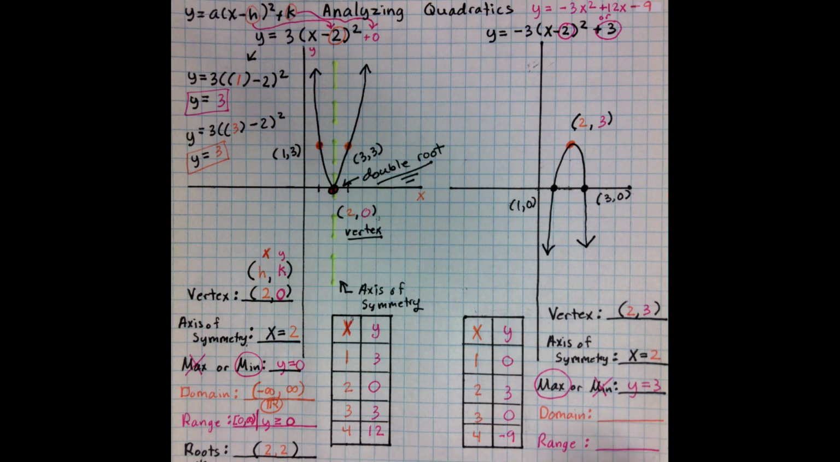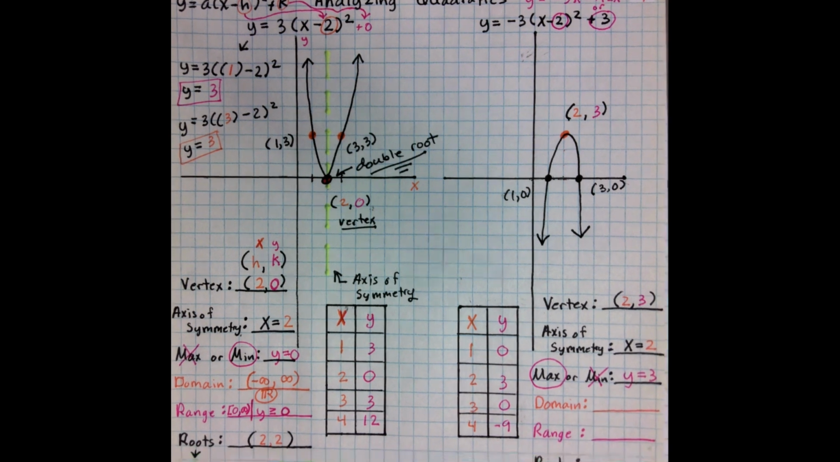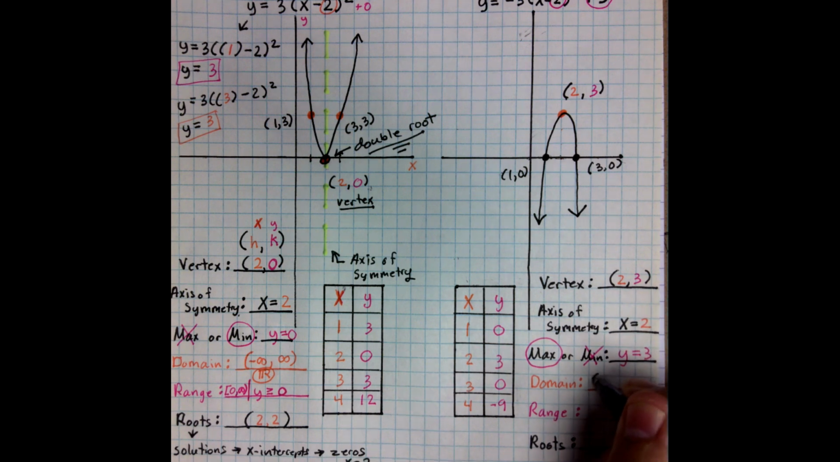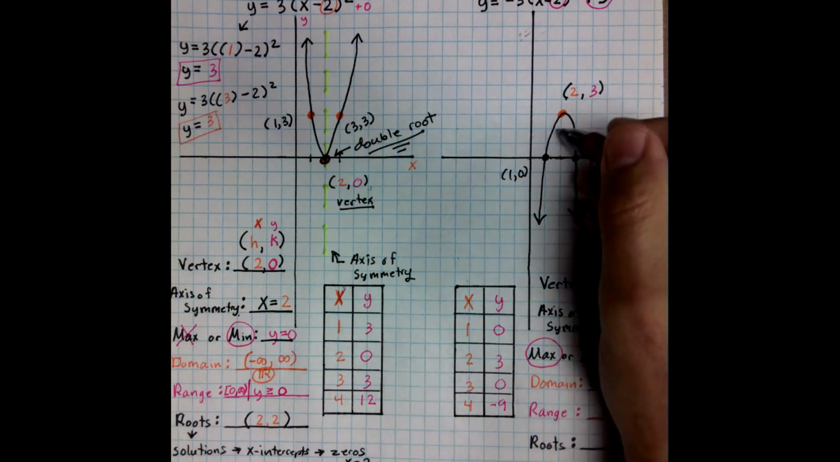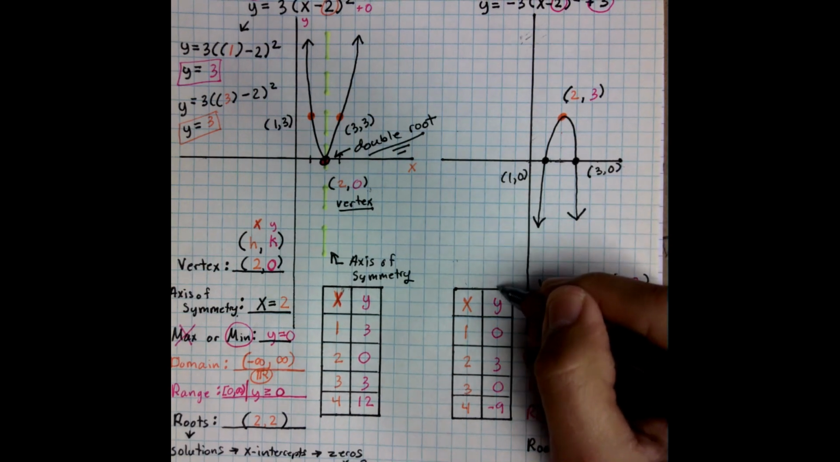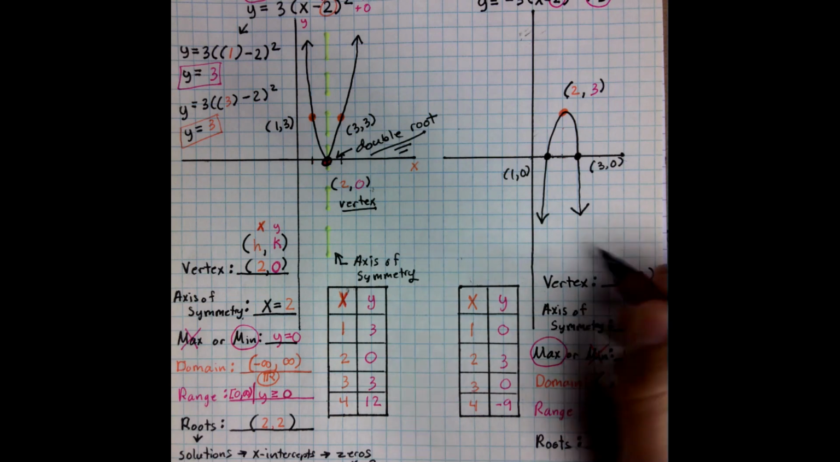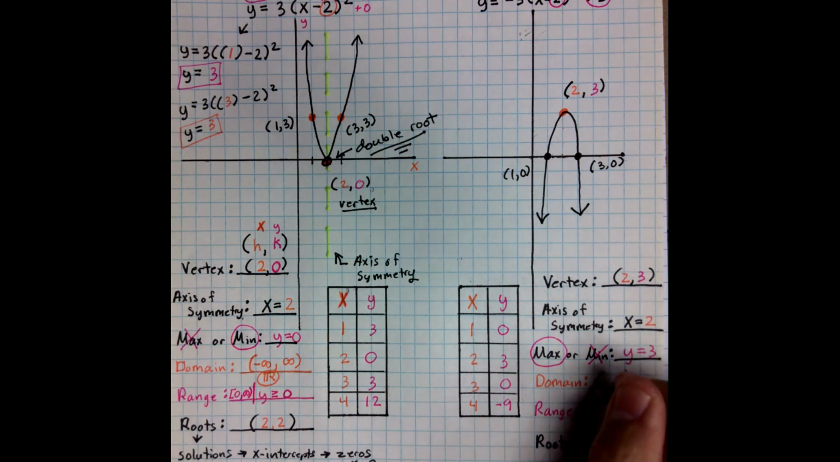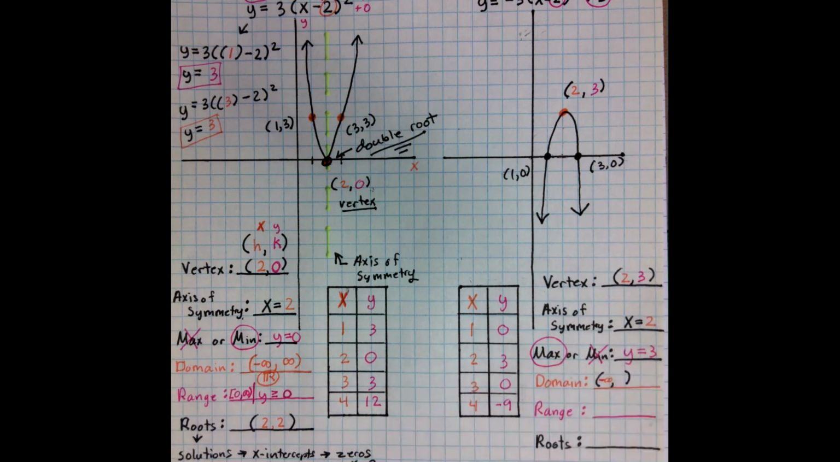Now what I want to do is it asks me, what is the domain? So I'm going to first write the domain in interval notation. So let me go ahead and write my brackets. Now I want you to notice while this goes down, it also goes to the left. And while this goes down, it also goes to the right. So it goes forever to the left and forever to the right. So therefore, we're going to have negative infinity, positive infinity.